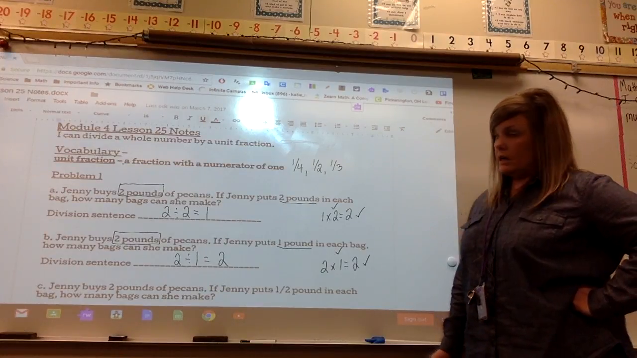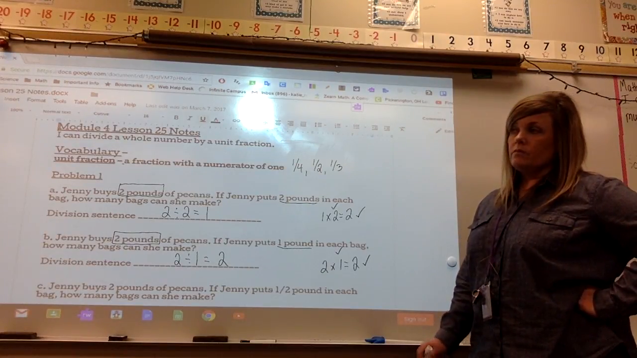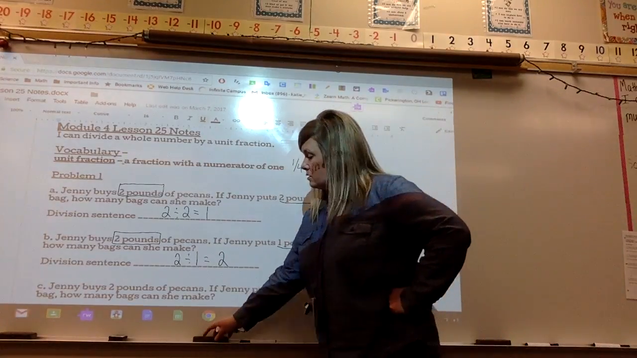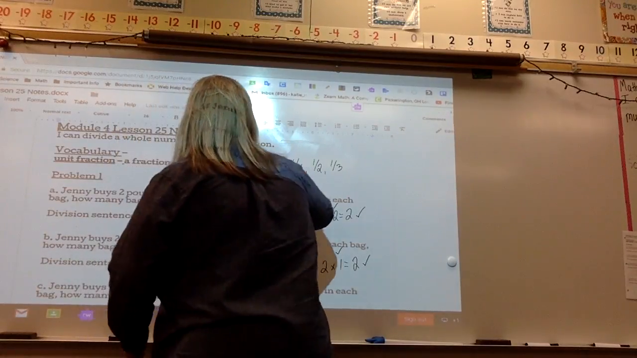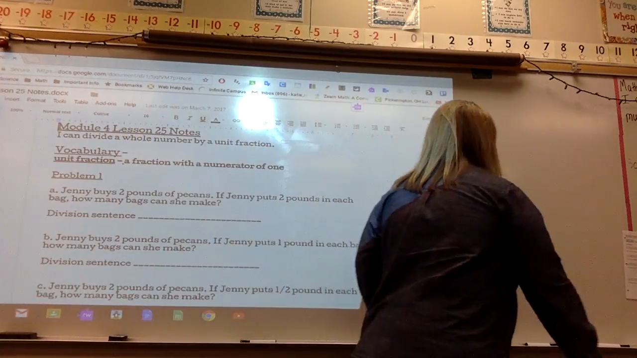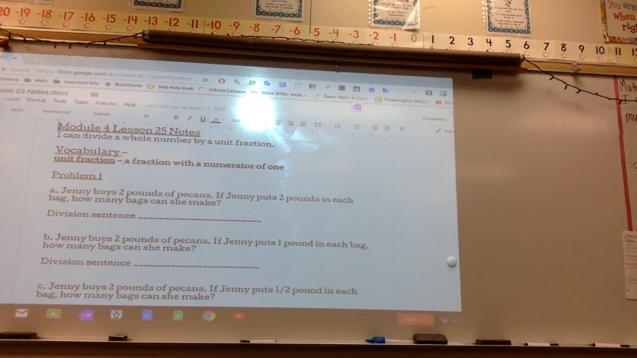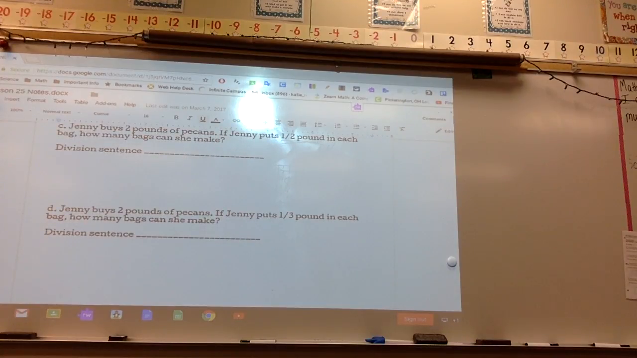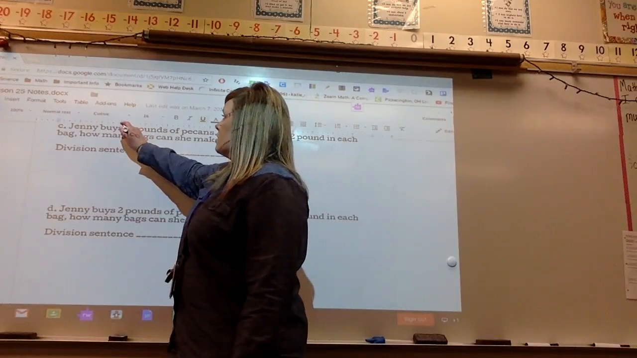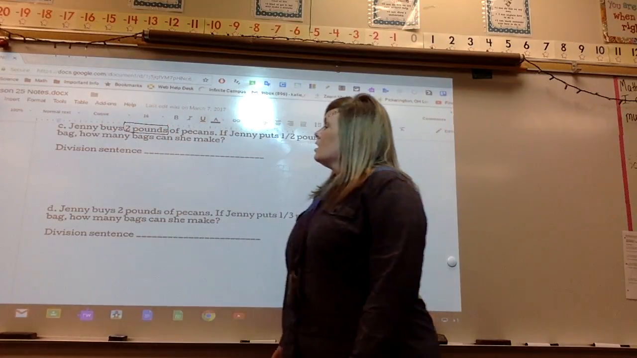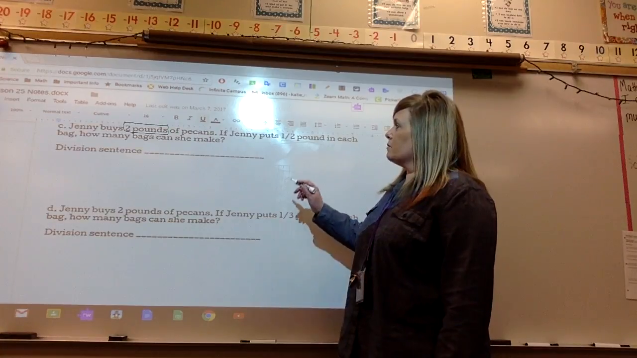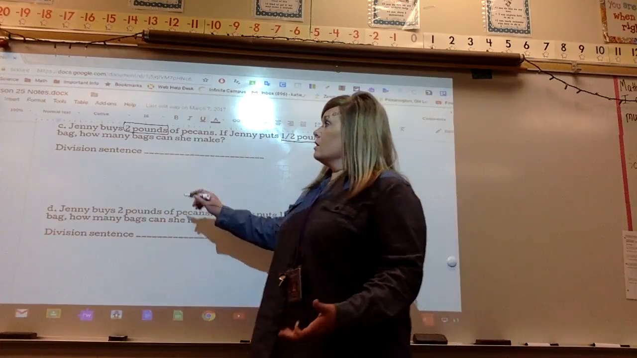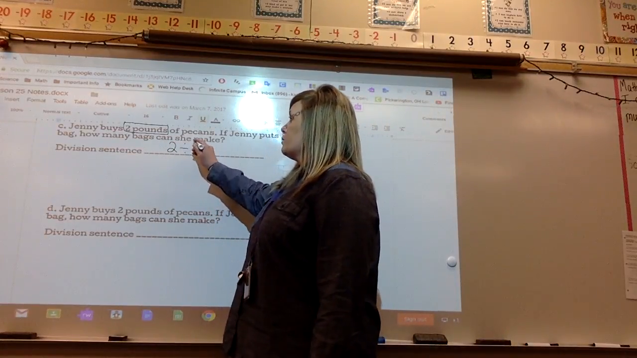Fantastic. All right, I want you to read the next problem, box in and underline what you think is important while I erase and scroll up. All right, this time she's still starting with 2 pounds. She is going to put them into bags that are 1/2 of a pound each, and we're still trying to figure out how many bags she can make. So our division sentence is going to be 2 divided by 1/2.